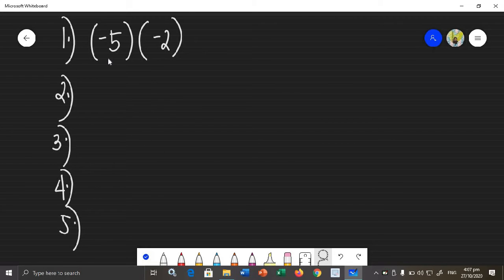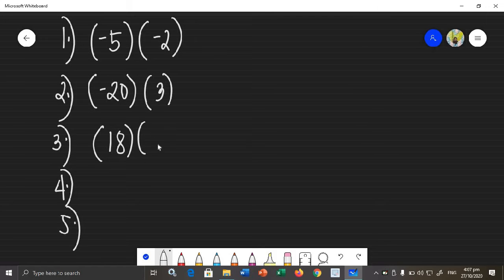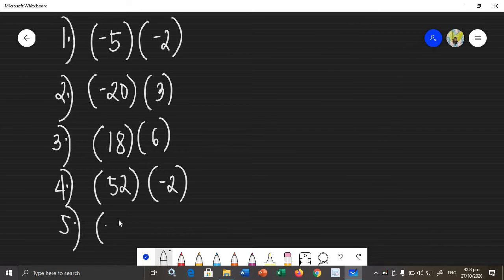I'm going to rewrite all the examples first before we proceed to finding the product. Number 2, we will find the product of negative 20 and 3. Number 3, we will find the product of 18 and 6. Number 4, we will find the product of 52 and negative 2. And lastly, the product of negative 17 and 81.